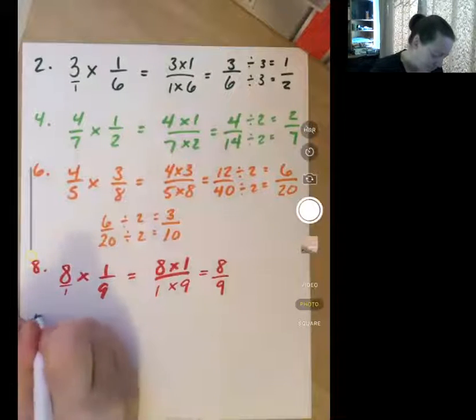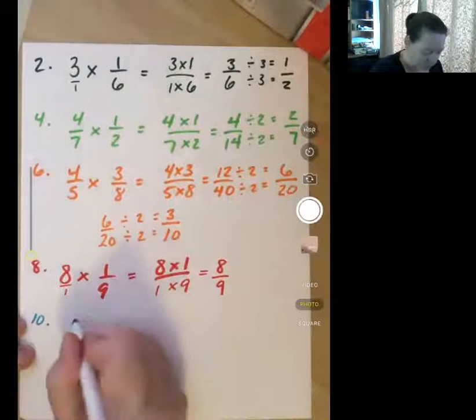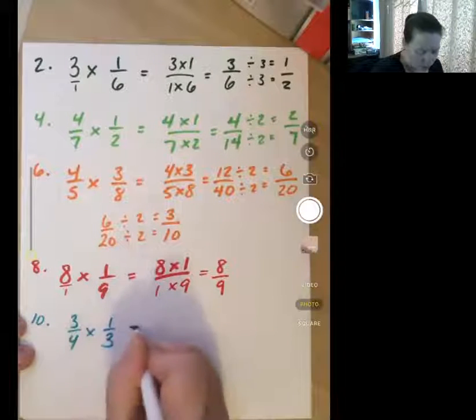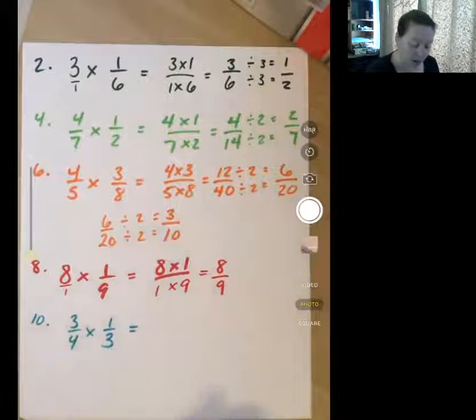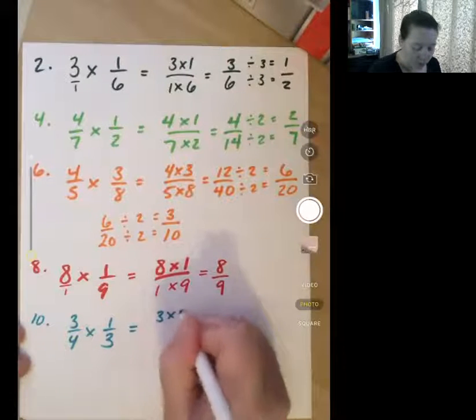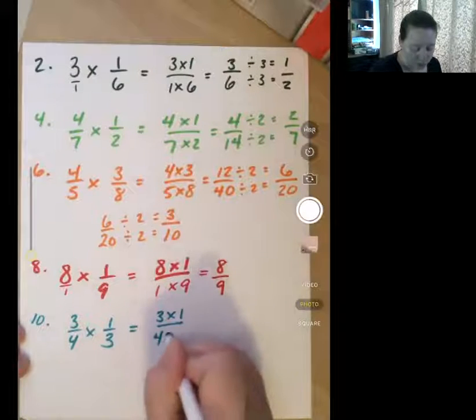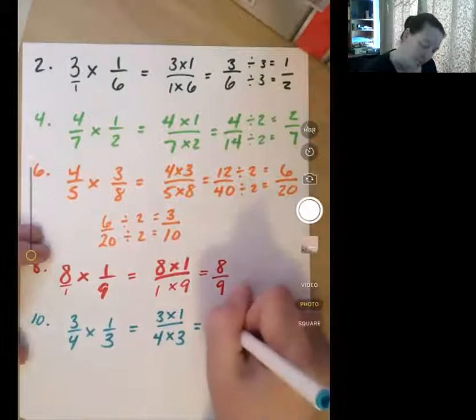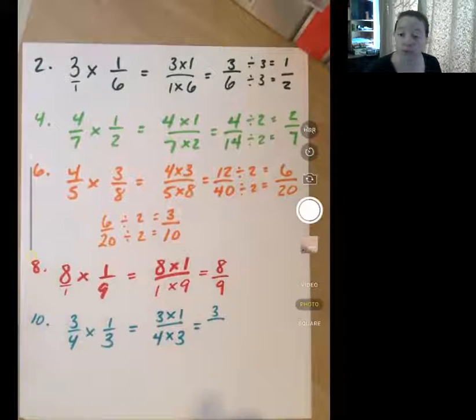Number 10. I have 3/4 times 1/3. 3 times 1 over 4 times 3. Remember, whatever's on the top goes across to the top, whatever's on the bottom goes across to the bottom. 3 times 1 is 3 over 4 times 3, which is 12.